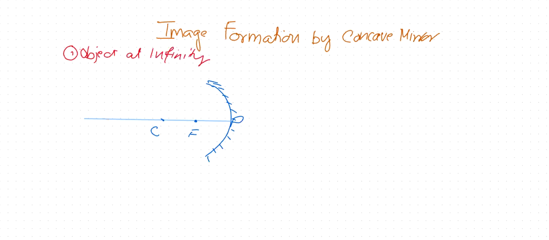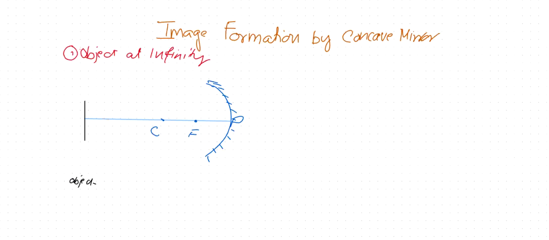So my object would be black in color. I want you to notice something. My object here is both above and below the principal axis. Okay, so this is the object here, the one in black color. Now for the image formation, I need to have at least two reflected rays, and to have the two reflected rays, I need to have two incident rays.